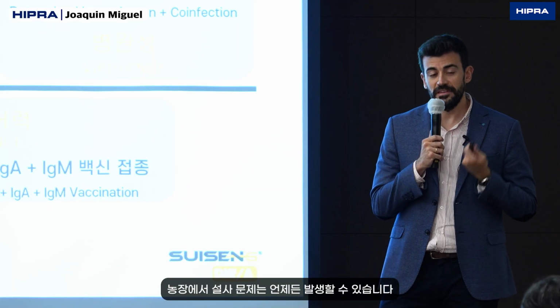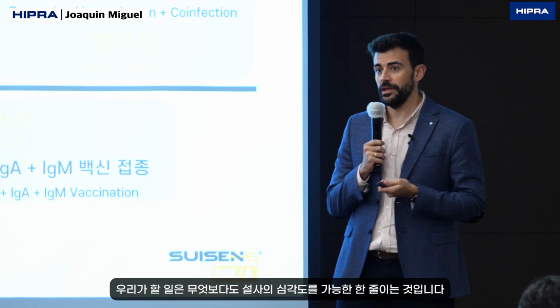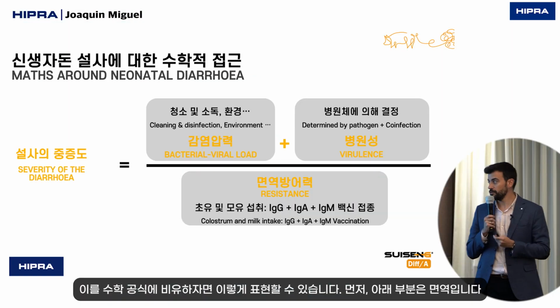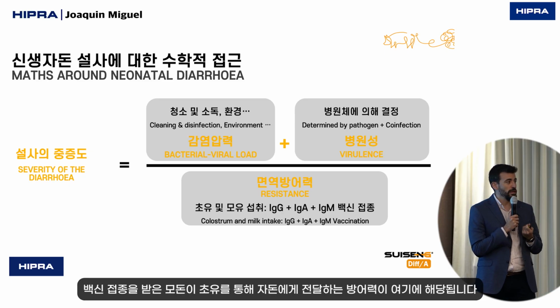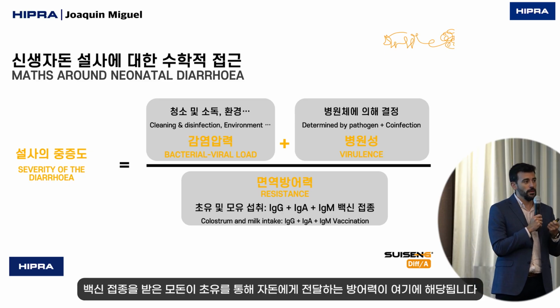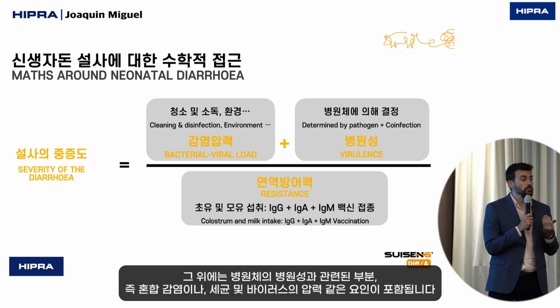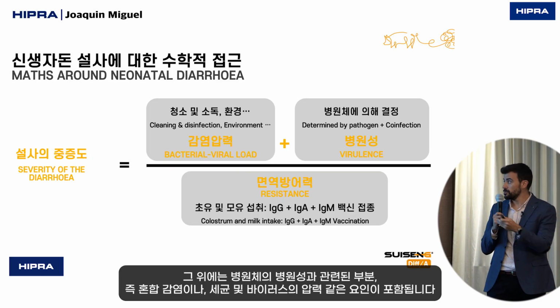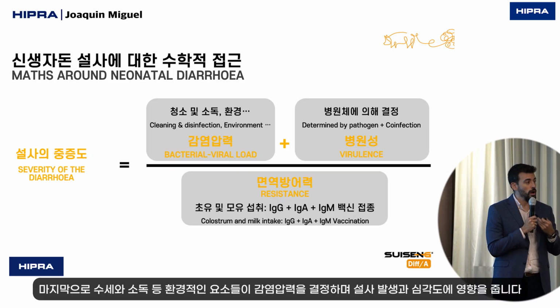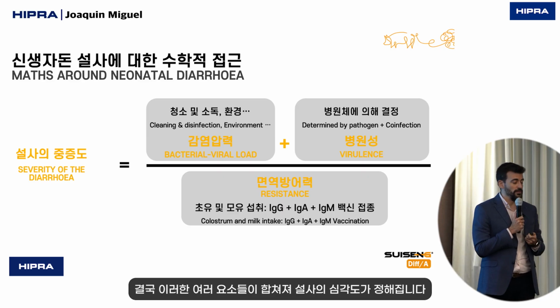So the risk of facing diarrhea problems in our farms is always going to be there. What we can do is manage the severity, and the severity is like mathematics. On the bottom we have the resistance, the protection we confer to the piglets through sow vaccination. And on the top we have factors like the virulence of the pathogens or the co-infection of pathogens, and another factor like the bacterial and viral load. How well do we do the colostrum intake, the cleaning and disinfection? Based on that, it will be the level of severity we have.